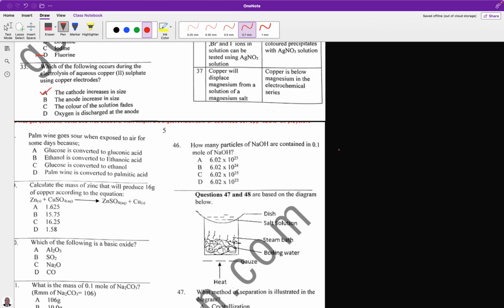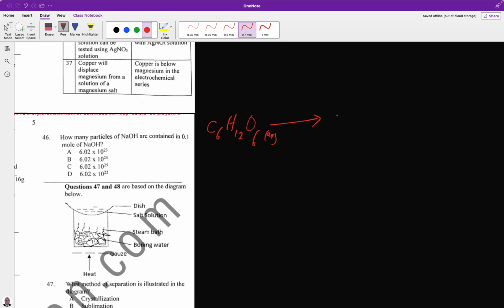Glucose is C6H12O6, aqueous. It is converted to ethanol, aqueous, plus carbon dioxide, the gas that is being released.